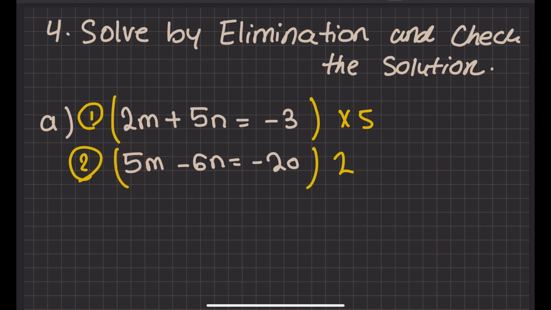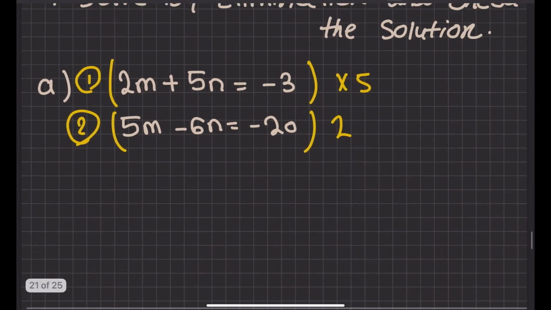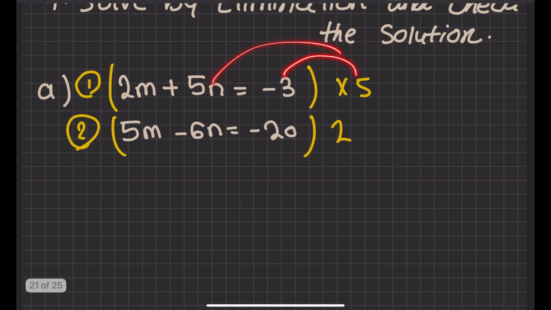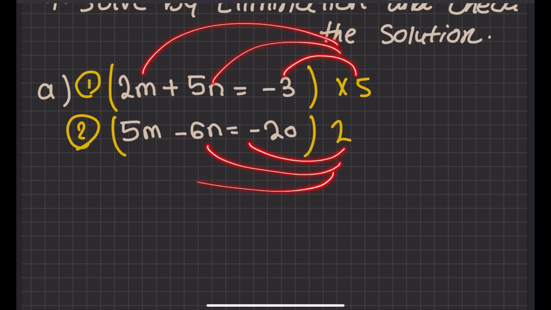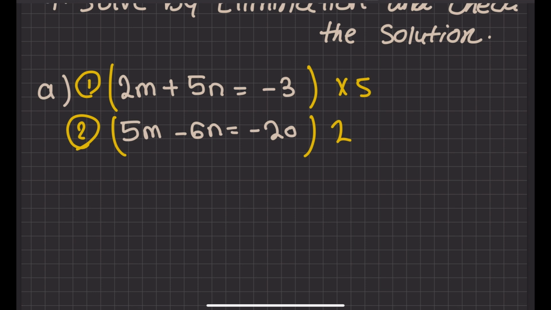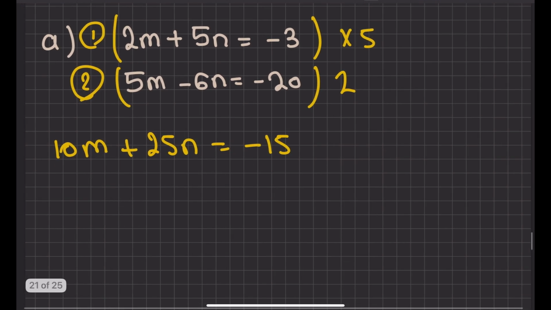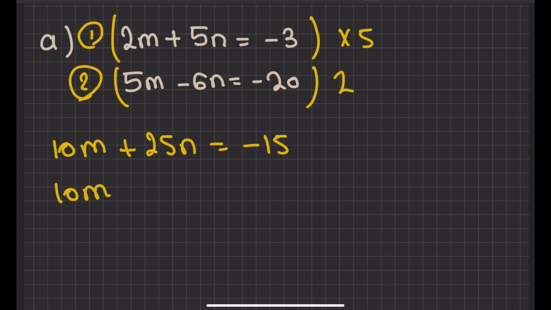This is 5. And here I'm going to multiply the whole thing by the number of the variable I want to get out. So I want to get rid of m, so I choose 2. When you multiply the whole thing, this applies to all of them. So I'm going to write down 10m plus 25n equals -15. And here I'm going to have 10m minus 12n equals -40.